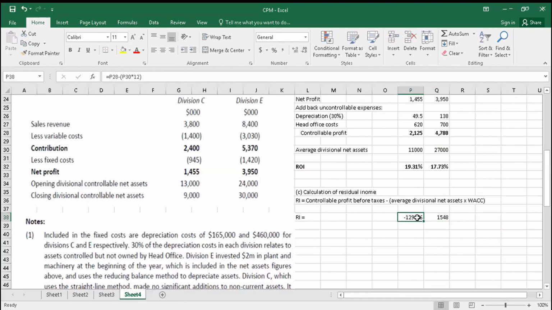Did I do it correctly? Minus 12%. Sorry.